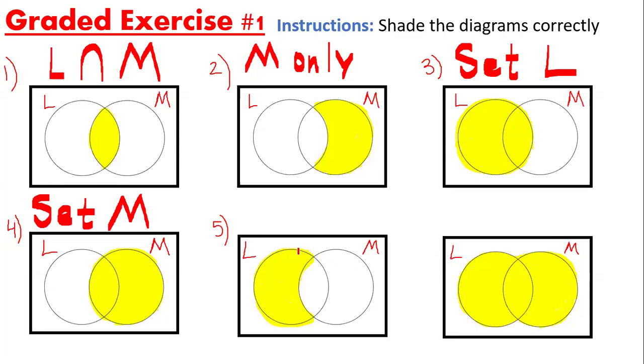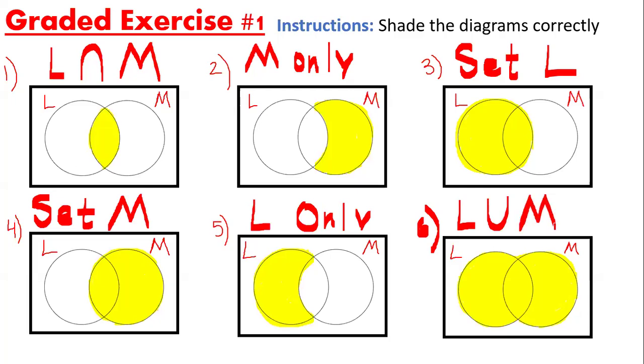What is this going to be? L only. Very good. And what is number 6? Everything in L union M. L union M. Very good.